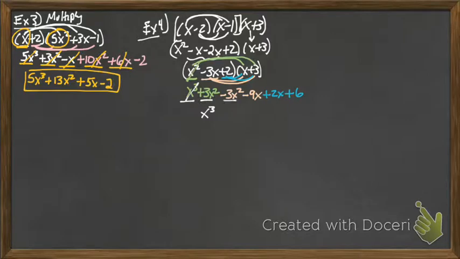3x squared minus 3x squared, that's kind of convenient. They cancel. Negative 9x plus 2x are like terms. I get negative 7x. Those are now done, and I'm left with a plus 6. So that is my result. I have this cubic polynomial. Actually, it's a cubic trinomial, right?